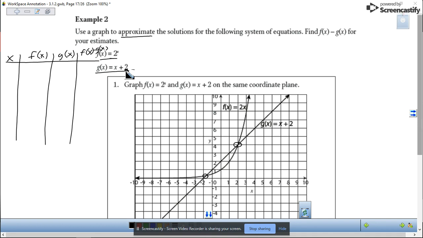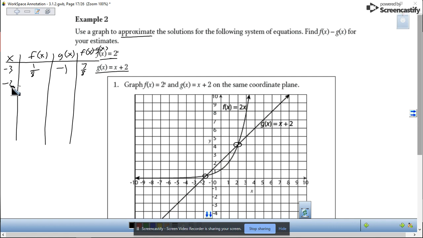All right, so what I want to do is list out some points here and see where we can think they intersect. So we're actually going to start at, say, -3. If I plug in -3 here, 2 to the -3rd, that is 1/8. If I plug in -3 here, I get g of x, that's -3 plus 2, which is -1. So if I do f of x minus g of x, I get positive 7/8. Okay, so let's keep going.